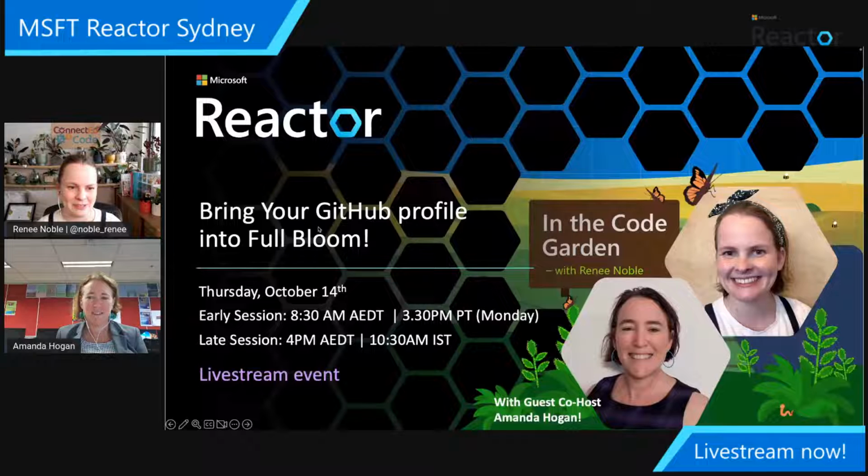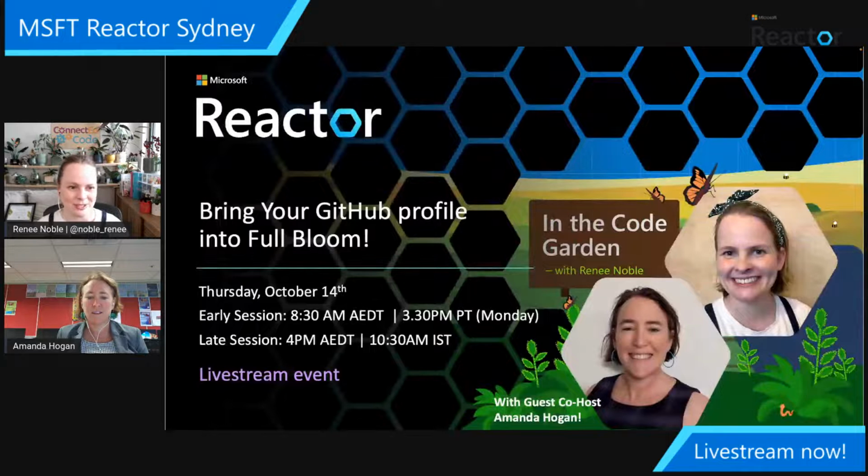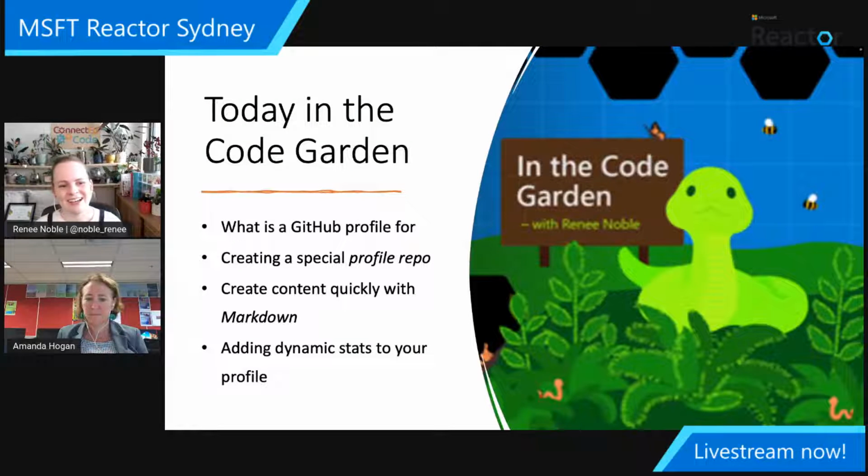Let's see what we're actually going to be doing with GitHub today in the Code Garden. I didn't read the title out. It will help us know what we're doing. We're bringing your GitHub profile into full bloom. Of course, we love a garden pun here. We're going to tell you what a GitHub profile is because we kind of hadn't acknowledged their existence before, but it really makes your GitHub stand out once you realize that you can change what your homepage essentially looks like on your GitHub. So we're going to look at that.